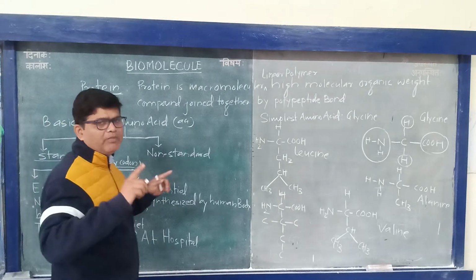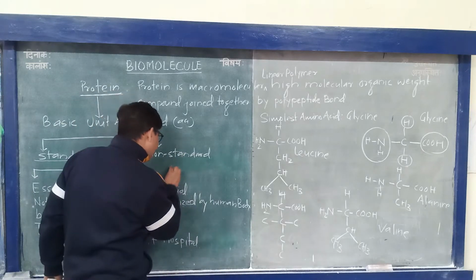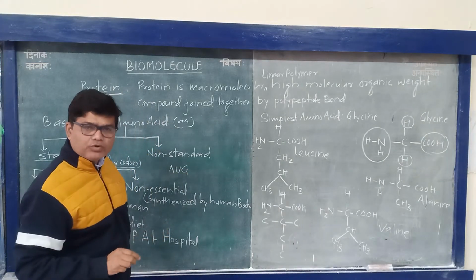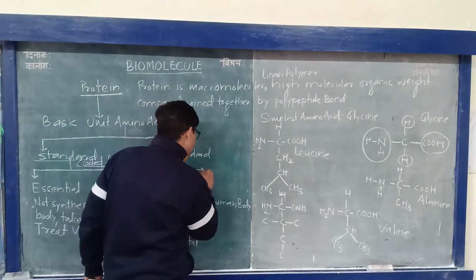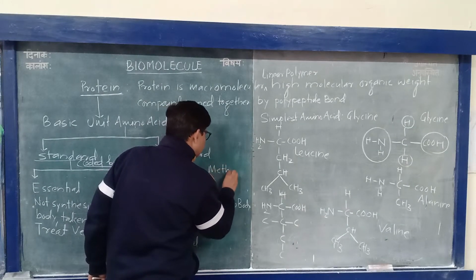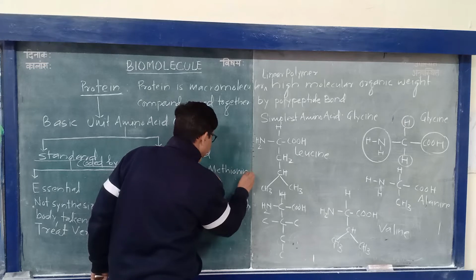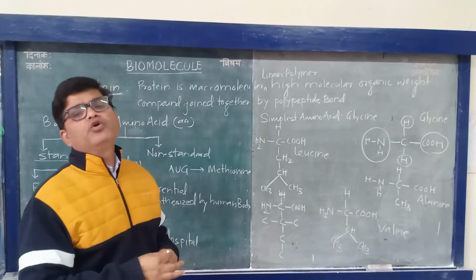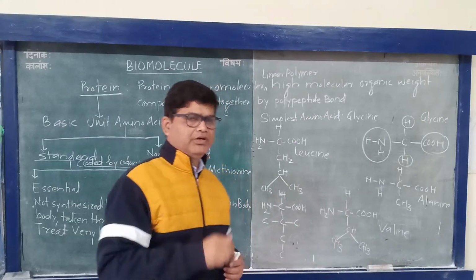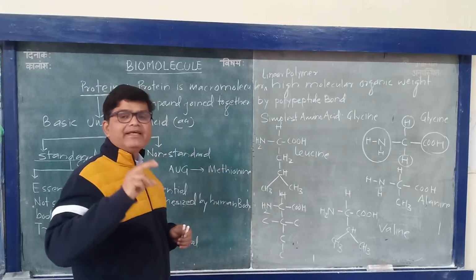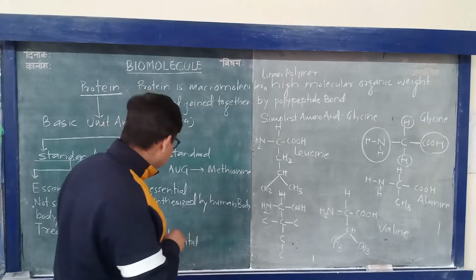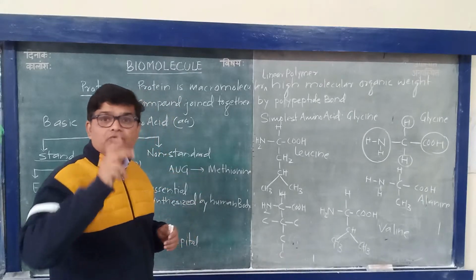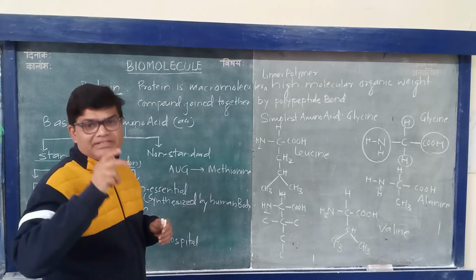If you go through the biochemistry, then AUG is the initiation codon that will code methionine. In this way, there are 61 codons that will code the different 20 standard amino acids. Some amino acids are coded by more than one codon. So that is the degeneracy of the codon.